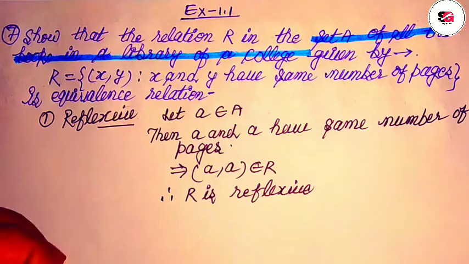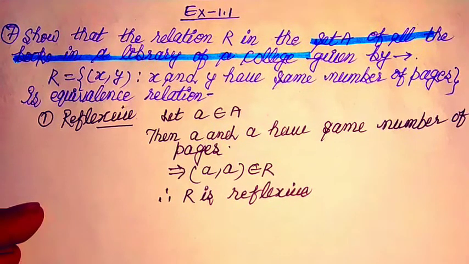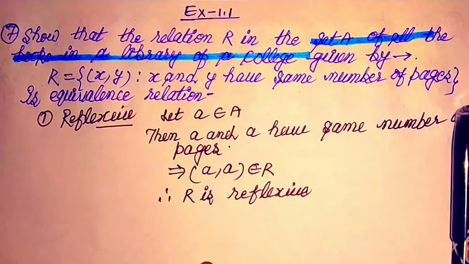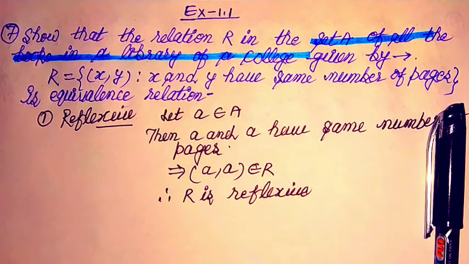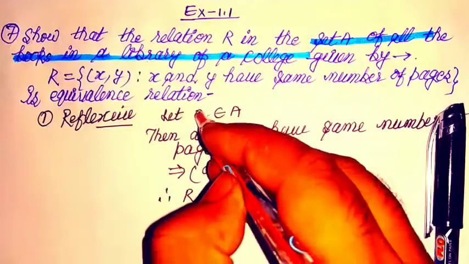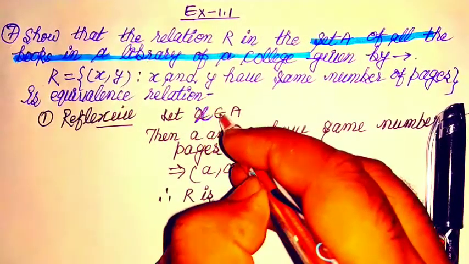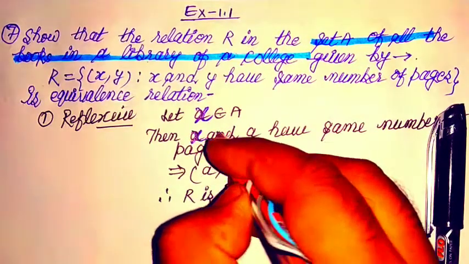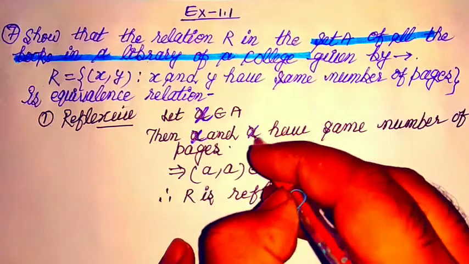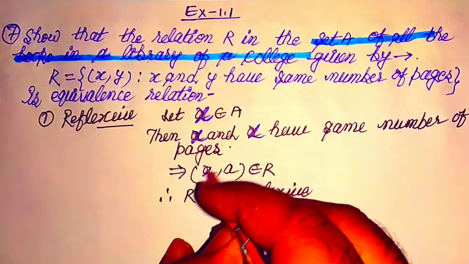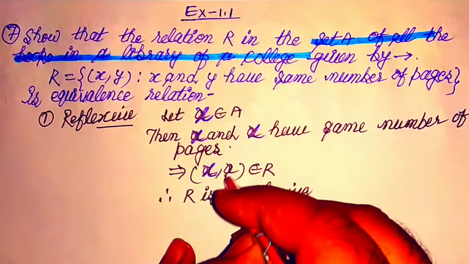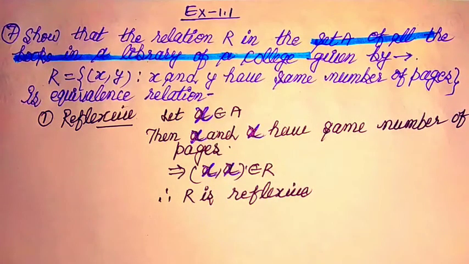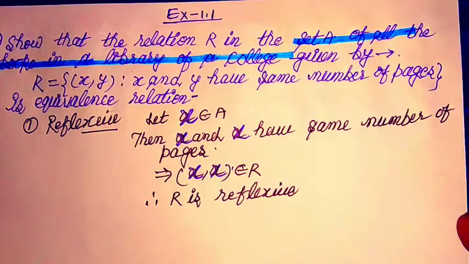Now second, we can take a in place of x, or we take a also, but here the relation is on x and y, so we can take x as an element in set A. Clear? Now next, what will we do?